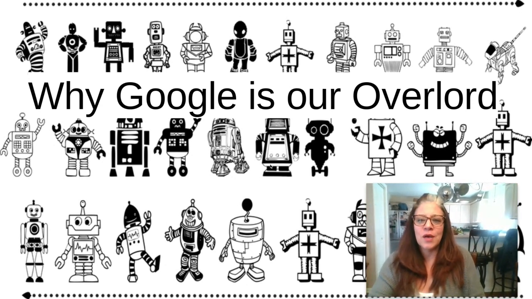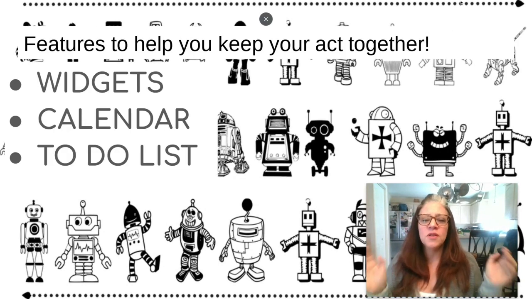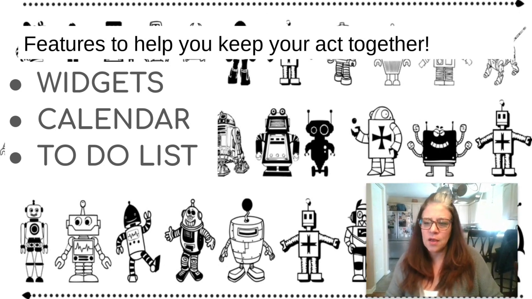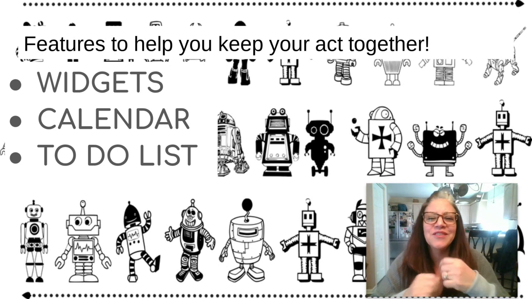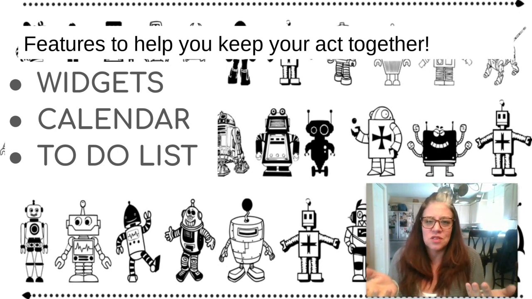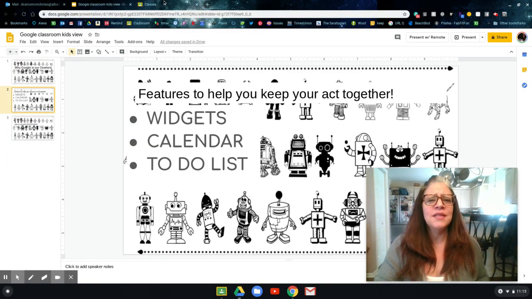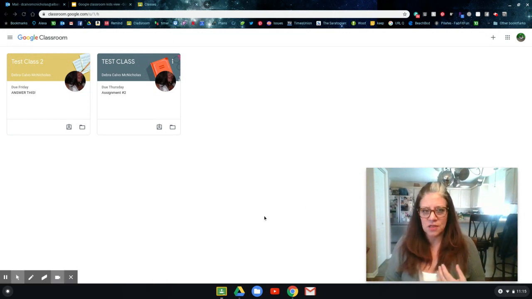Okay, so let's talk about what we're going to talk about. So there's a whole bunch of features here to help you keep your acts together, right? I'm sorry about the glare from the kitchen window. There's a whole bunch of features to keep your act together, right? We got widgets, we got a calendar, and we got a to-do list, which is something you guys probably are not really looking at.